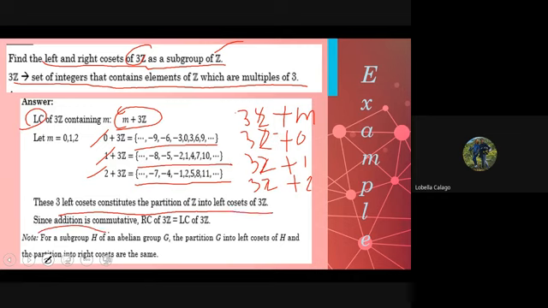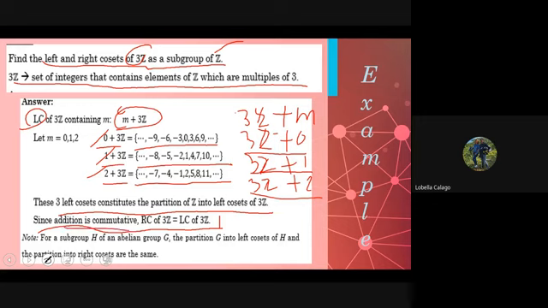Since addition is commutative, the right coset of 3Z is equivalent to the left coset of 3Z. Di ba? Gagawin natin 'tong 3Z plus 0, parehas lang sa 0 plus 3Z. 3Z plus 1, parehas na namin yung answer sa 1 plus 3Z. 3Z plus 2 ay parehas lang din sa 2 plus 3Z.